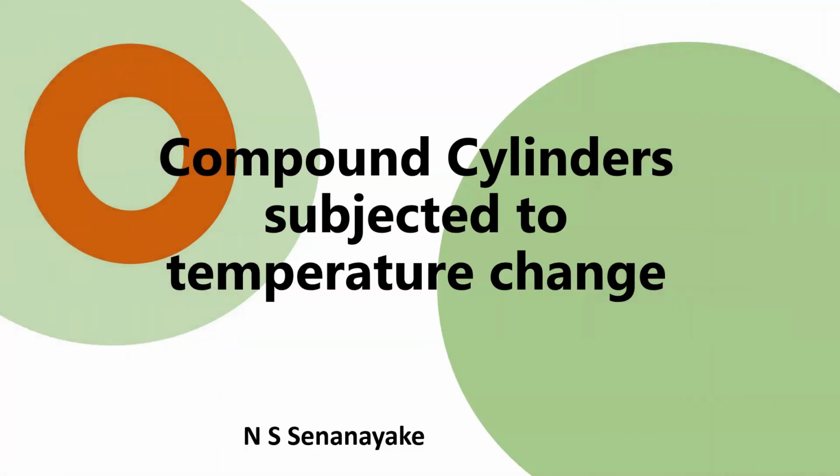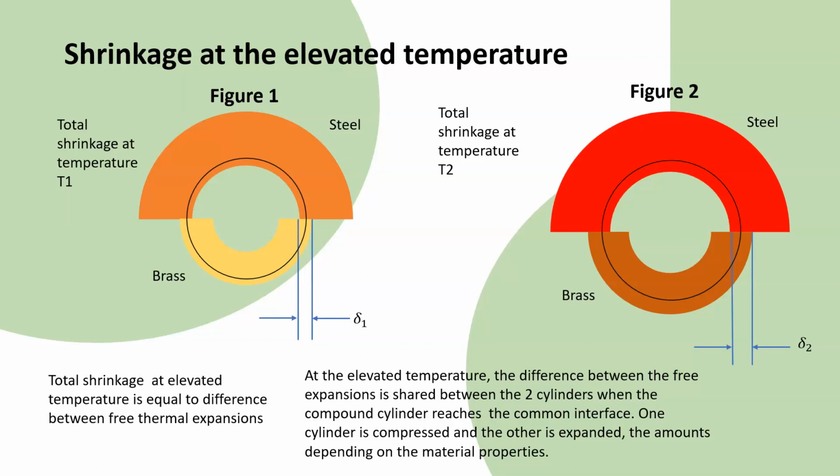This video explains how to calculate the stresses in compound cylinders made of different materials when subjected to temperature change. When a compound cylinder composed of different materials experiences a rise in temperature, the diametral or circumferential strains at the interface radius will differ due to the distinct thermal expansion coefficients. As a consequence, there will be a change in the interface pressure.